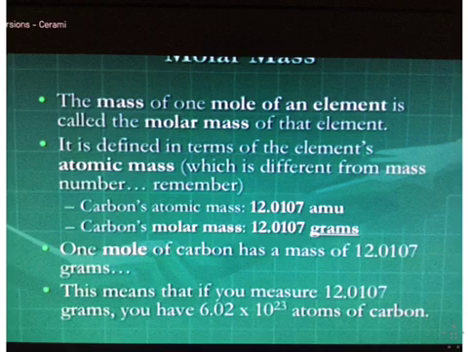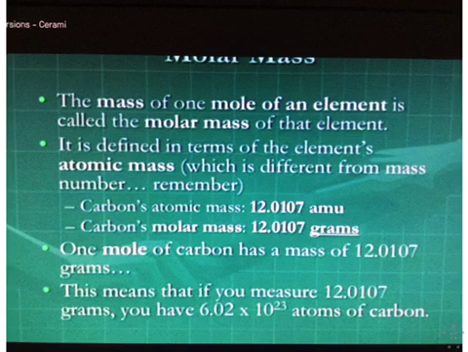And I really liked what this slide had to say in your video from Friday. I thought it did a really good summary. It's just whether or not you chose to actually read what you were writing at the time. So the mass of 1 mole of an element is your molar mass of that element. And it's defined in terms of the element's atomic mass. Where are you going to find atomic mass? Yep. Periodic table. Everybody pointed to it.